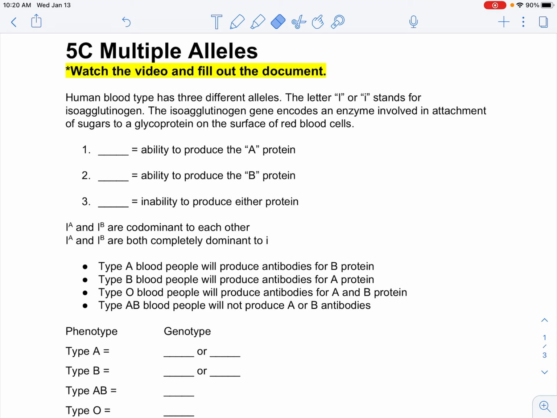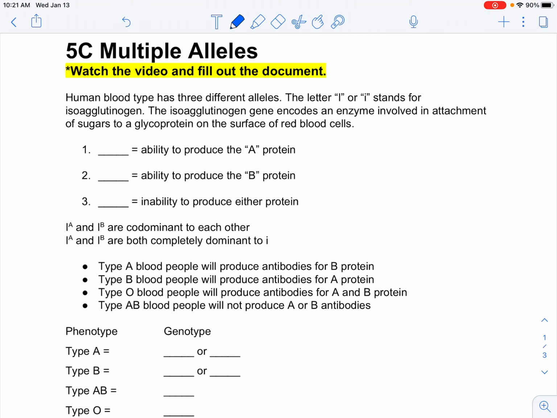So multiple alleles, obviously, up until now, we've looked at traits that had two alleles. For instance, for pea plant tallness, big T would be coding for tall pea plant, and little t would be the allele for a short pea plant. And of course, to be short for pea plants, it would have to be little t, little t. Well, for multiple alleles, we're gonna have three. So for blood type, there's going to be three alleles.